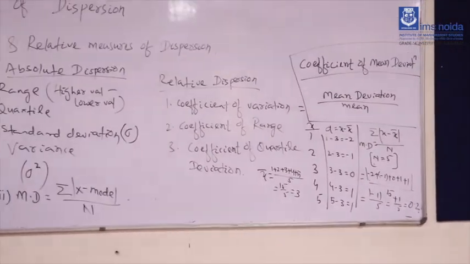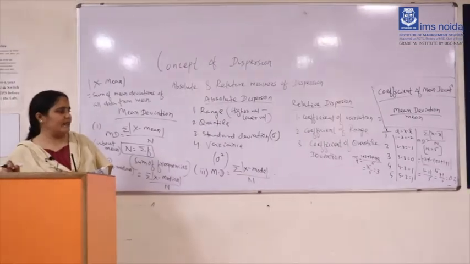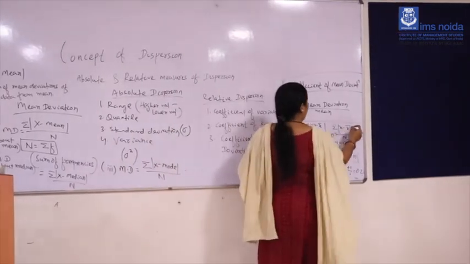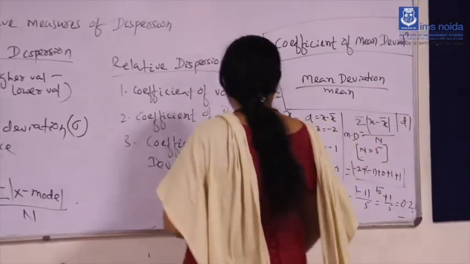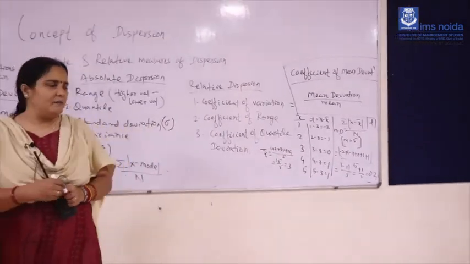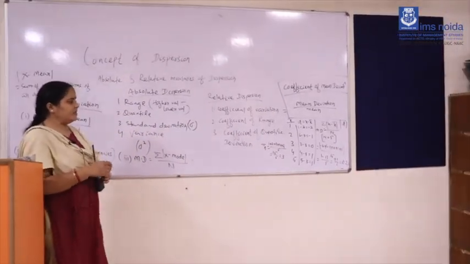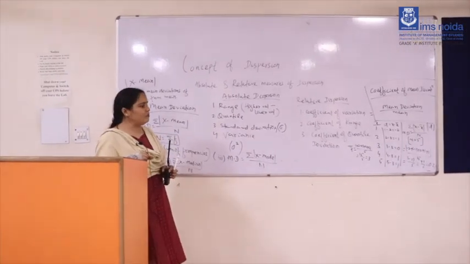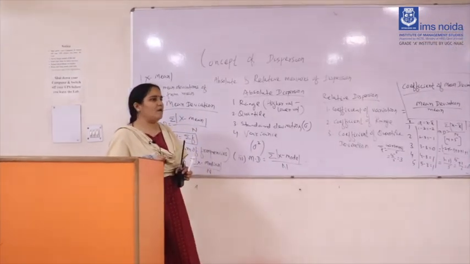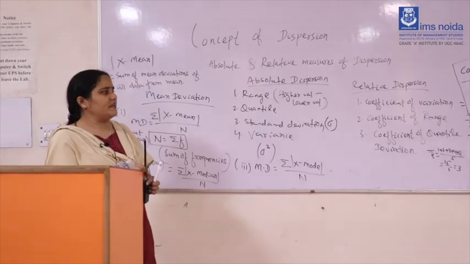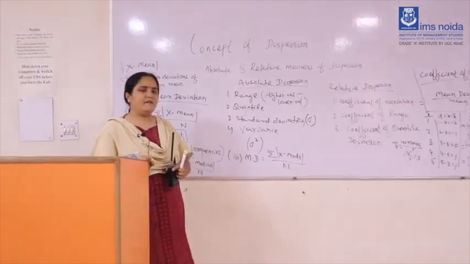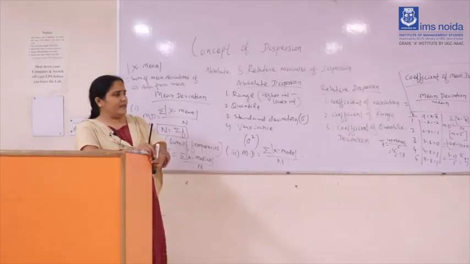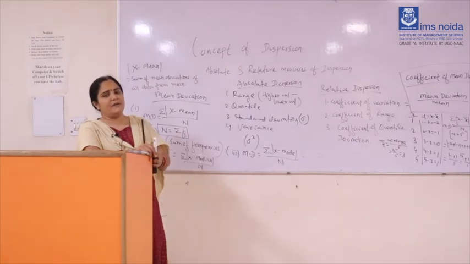First see how I have calculated d, which is x minus x bar. You can add another column by taking mod d. Calculate mod d of every data: minus 2 mod is plus 2, minus 1 mod is plus 1, 0 absolute value is 0, positive 1 stays 1, and positive 2 gives 2. Then adding all these values you get the summation of mod x minus x bar, and dividing by n gives your mean deviation value.